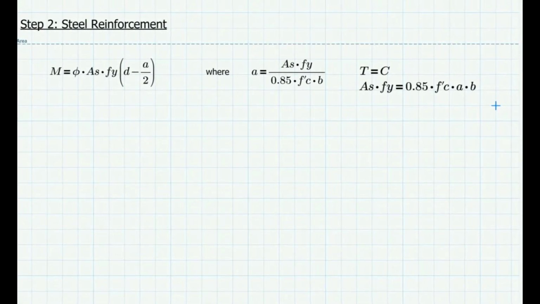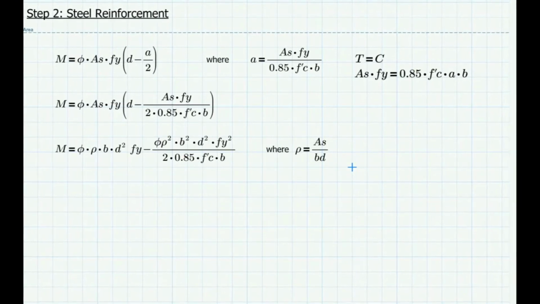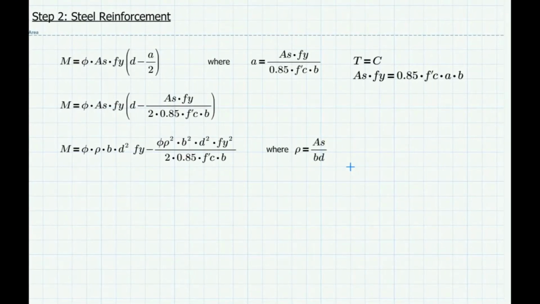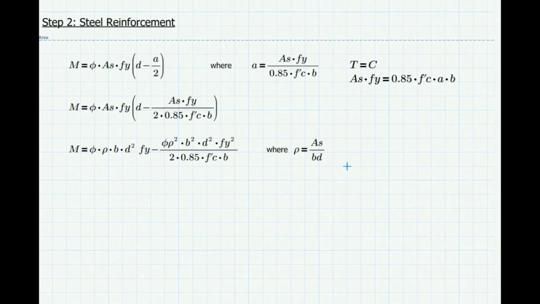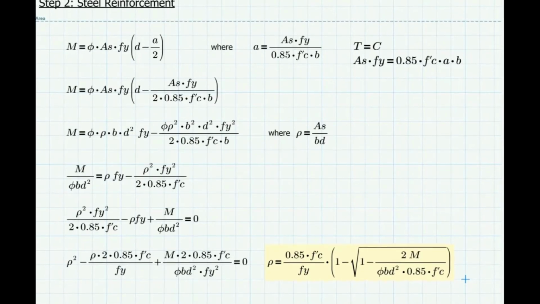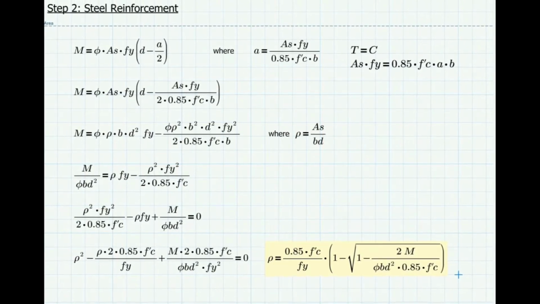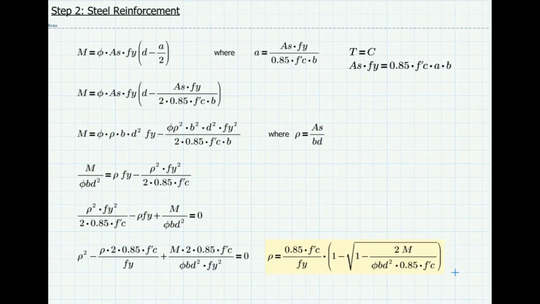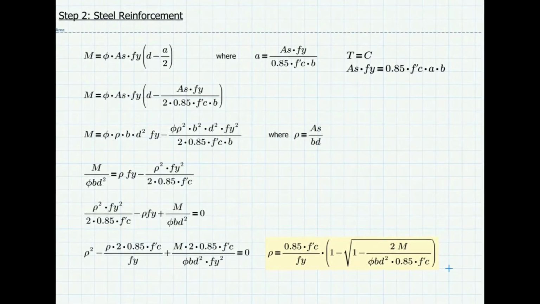Tension force is equal to compression force. We then substitute the formula for a in the moment equation as well as the formula for the area of steel in terms of ρ. After substitution, we get a resulting quadratic equation where ρ is the unknown. We then simplify the quadratic equation and we get the formula for the steel ratio.